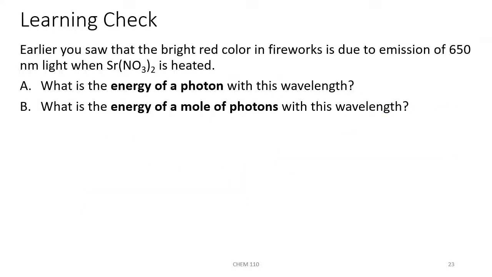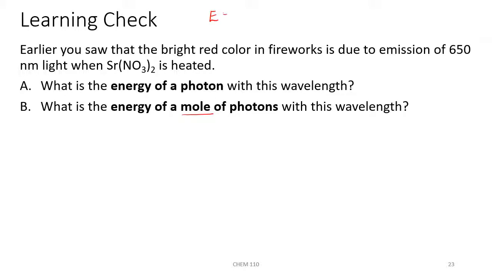Earlier we looked at a problem where we saw that the bright red color in fireworks is due to the emission of 650 nanometer light when strontium nitrate was heated. We converted that wavelength into a frequency earlier. What if we want to determine what the energy of that wavelength is? So what is the energy of one photon with this wavelength? And then also, what is the energy of a mole of photons?